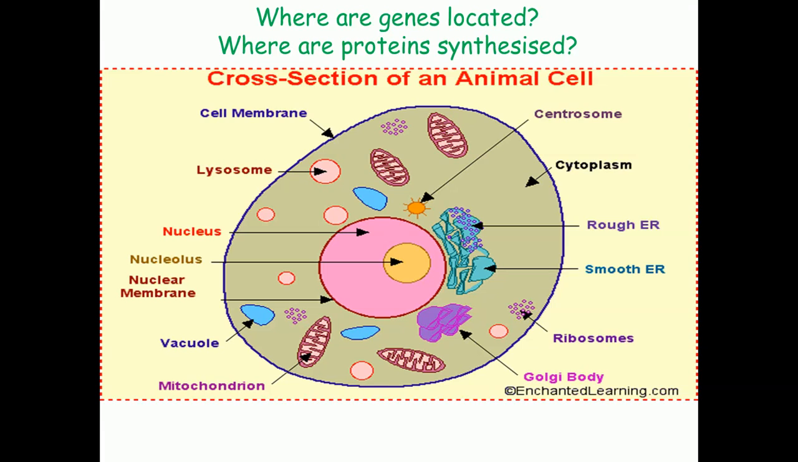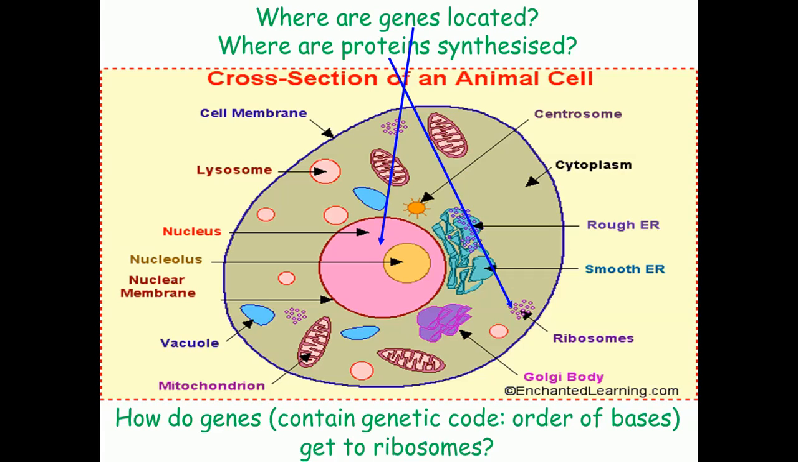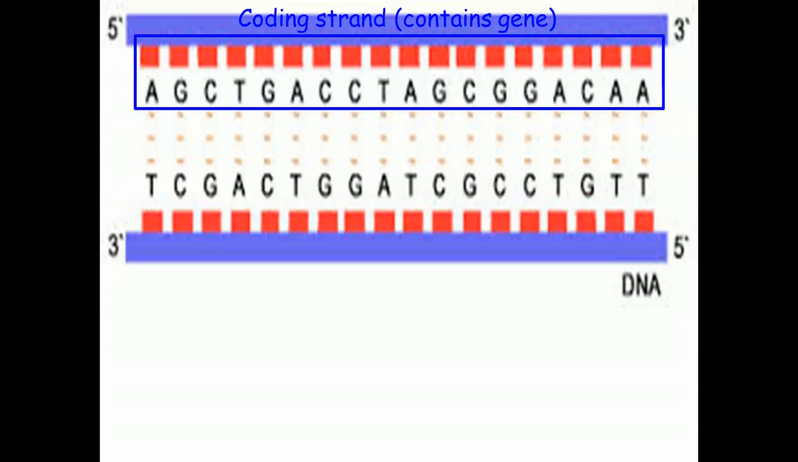So let's see how transcription works. First, the genes are located in the nucleus and the proteins are synthesized in the ribosomes. So if the instruction is in the nucleus and you make the proteins in the ribosome, that means that information to make the protein, the instruction, has to be sent to the ribosome. And this is why a copy of the instruction is made. The DNA is too large to leave the nucleus, so instead we make a copy of that instruction. And that copy is called mRNA.